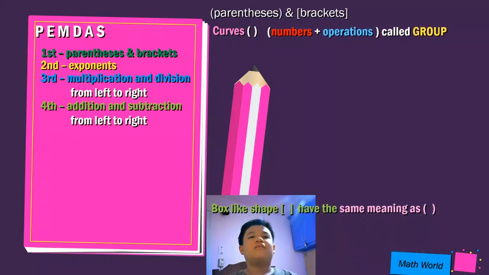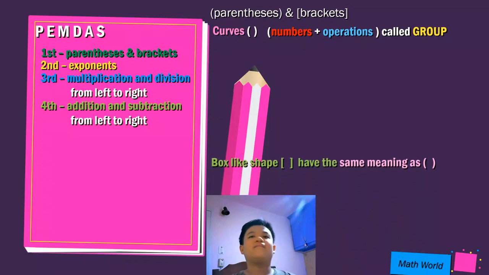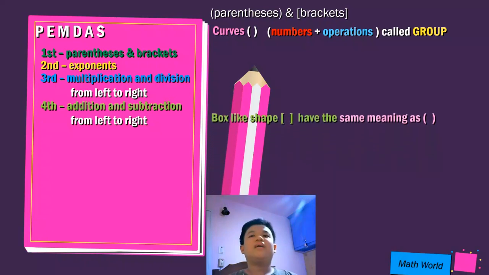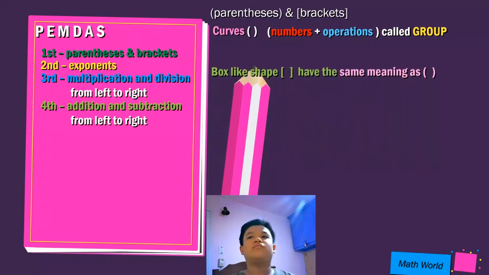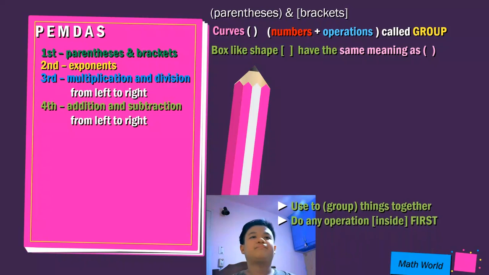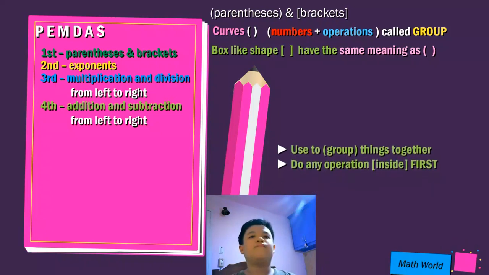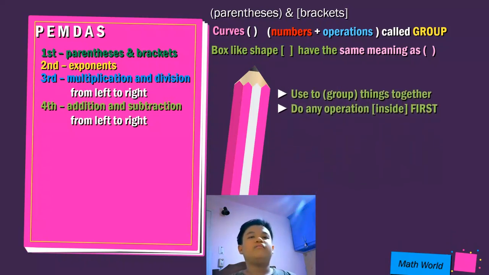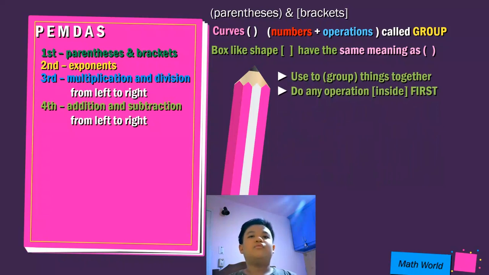And brackets work exactly the same as parentheses. They just have a different shape that looks like a box, but they mean exactly the same thing. They are used to group things together. Our rules tell us to do any operation inside the group first.